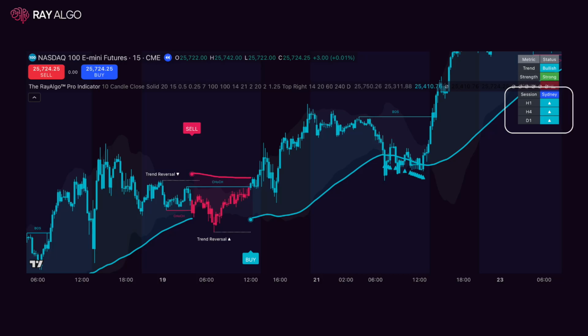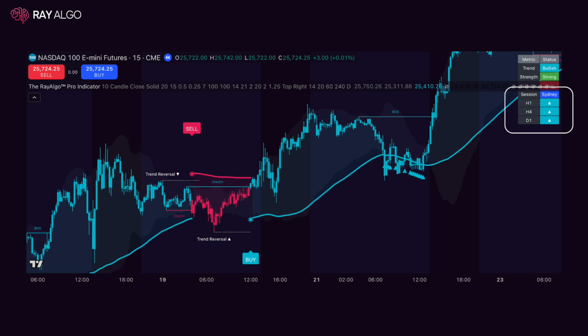By checking this section of your dashboard, you can assess whether the higher time frames align with your intended trade direction. For instance, if the H1, H4, and D1 timeframes all show a bullish trend, this indicates strong confluence, suggesting a higher probability of success for a long trade. You can also customize which higher timeframes are displayed in the MTF section to match your trading strategy.